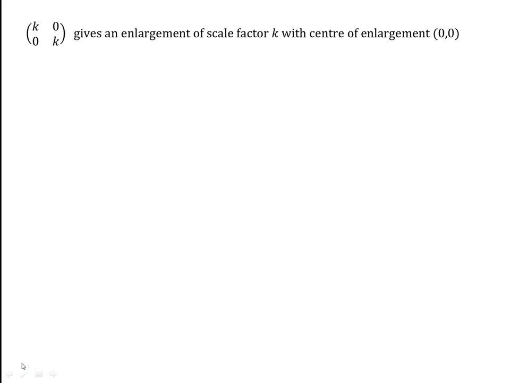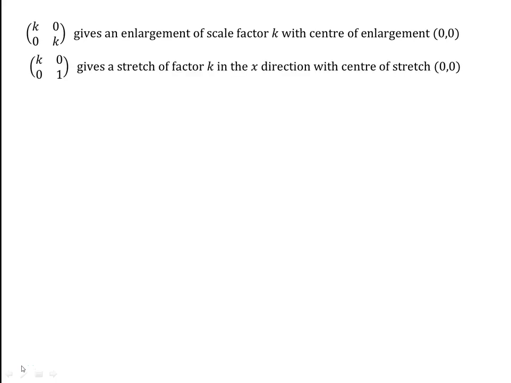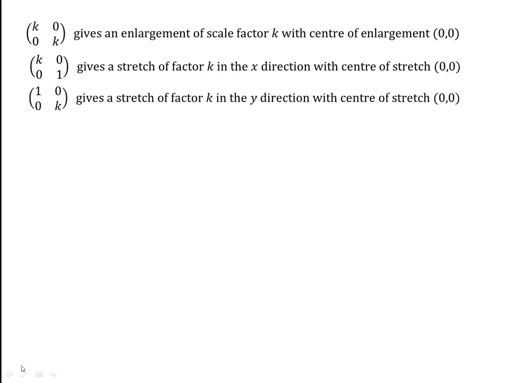Now at this stage it's probably worth our while just recapping on what we've already done. We've found out that the matrix k, 0, 0, k gives us an enlargement of scale factor k with centre of enlargement (0, 0). In the exercise we saw that the matrix k, 0, 0, 1 gives us a stretch of factor k in the x direction with centre of stretch (0, 0), and that the matrix 1, 0, 0, k gives a stretch of factor k in the y direction with centre of stretch (0, 0).